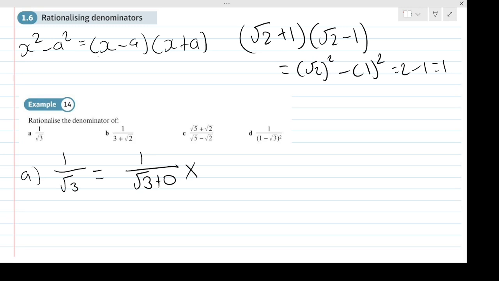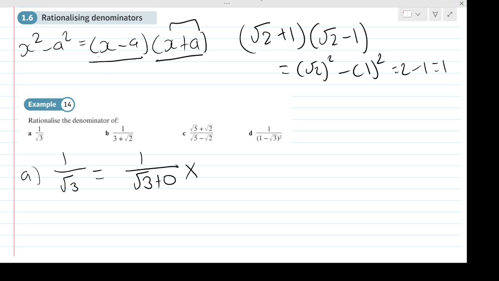What I mean by that is instead of doing root 3 plus 0, I'm going to do root 3 minus 0. So I'm referring to this, right? So we have a difference of two squares. When I say positive and negative, the positive means I'm adding the two numbers, and the negative, I mean I'm taking away the two numbers.